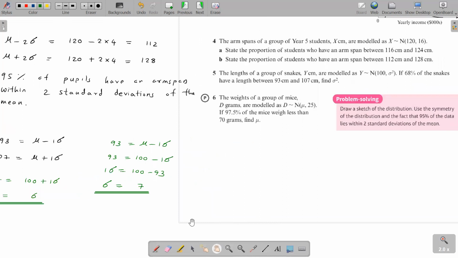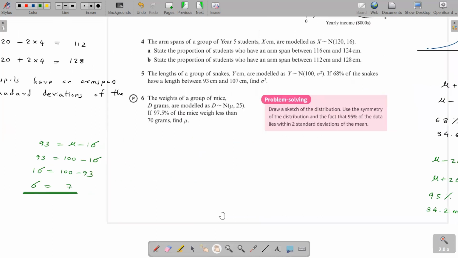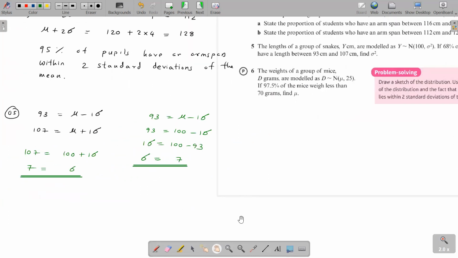Okay, so we'll go to question number 6. The weights of a group of mice, sorry, we are not done yet, right? They're asking us to find sigma square. So guys, if sigma is 7, sigma square will be 7 square. So sigma square is 49. So that's the final answer you're supposed to give for question number 5. Sigma square is 49. Is that clear?